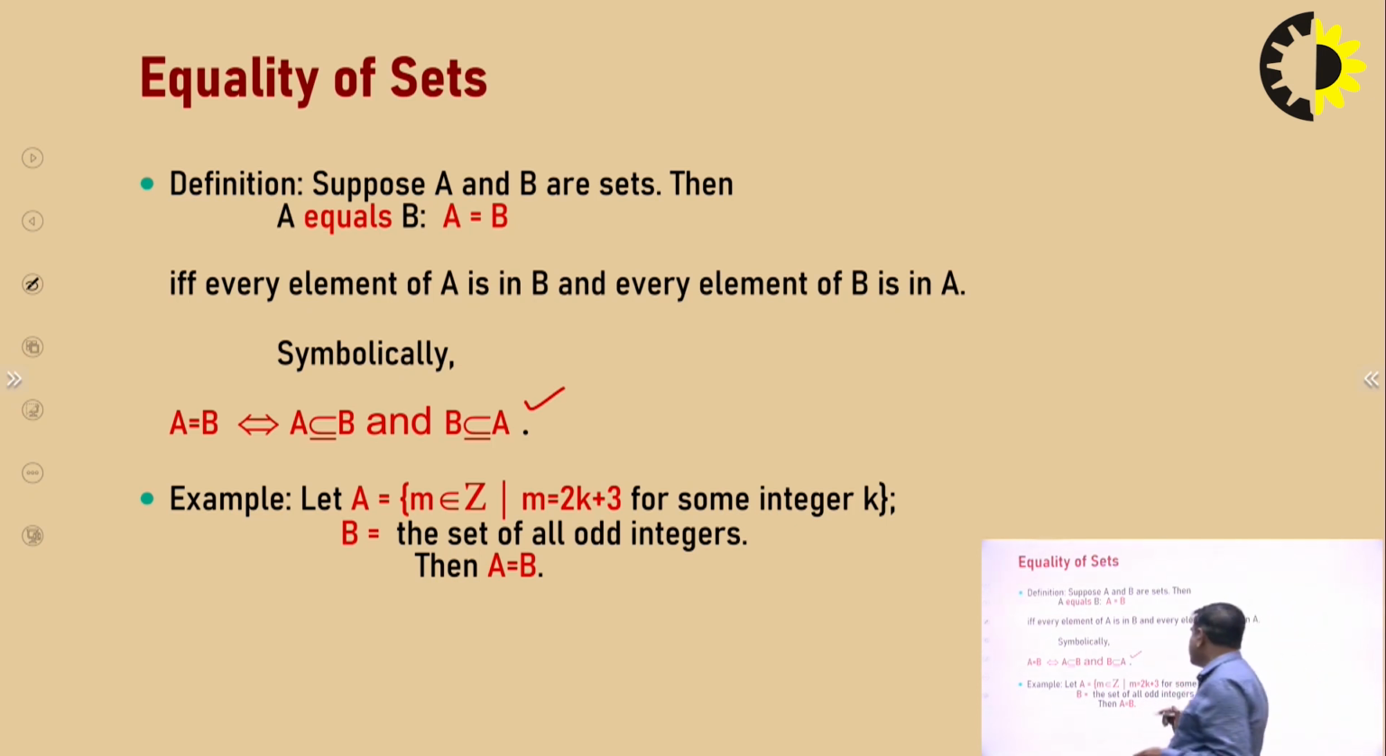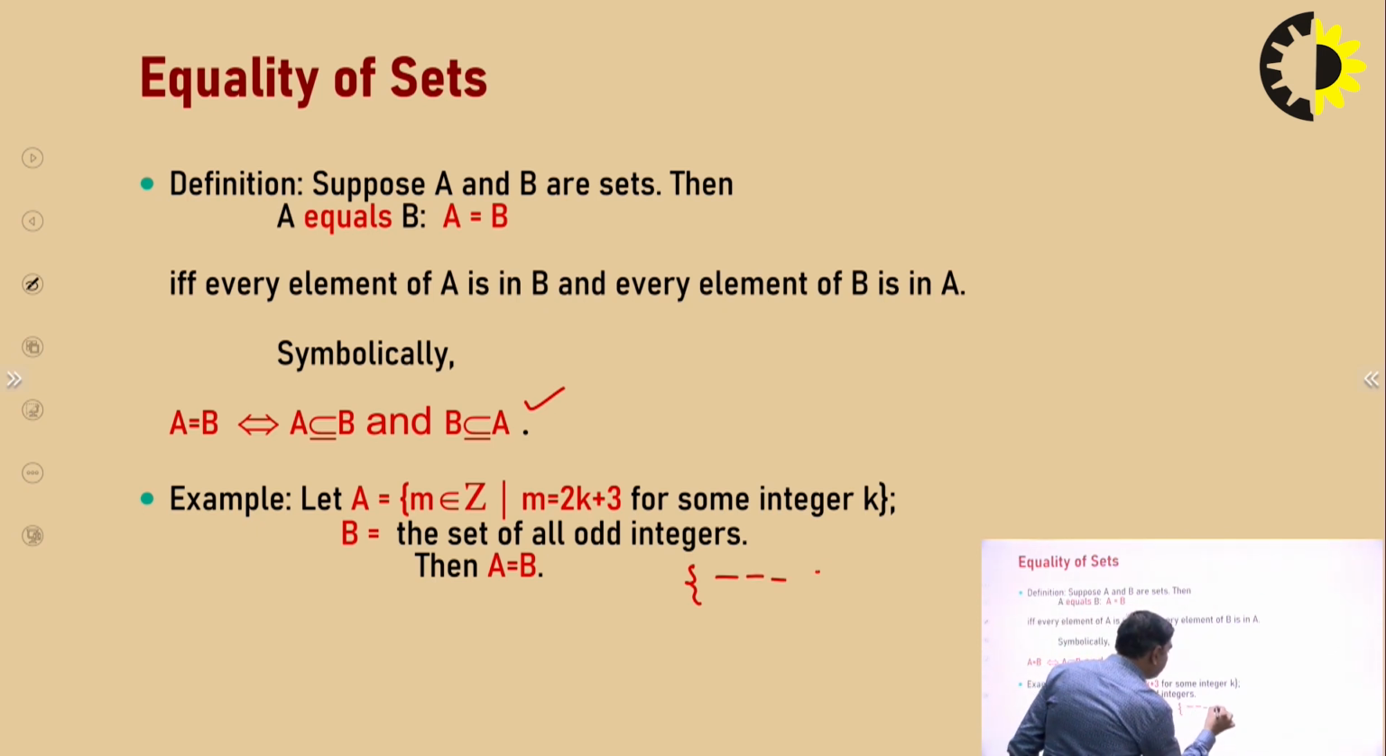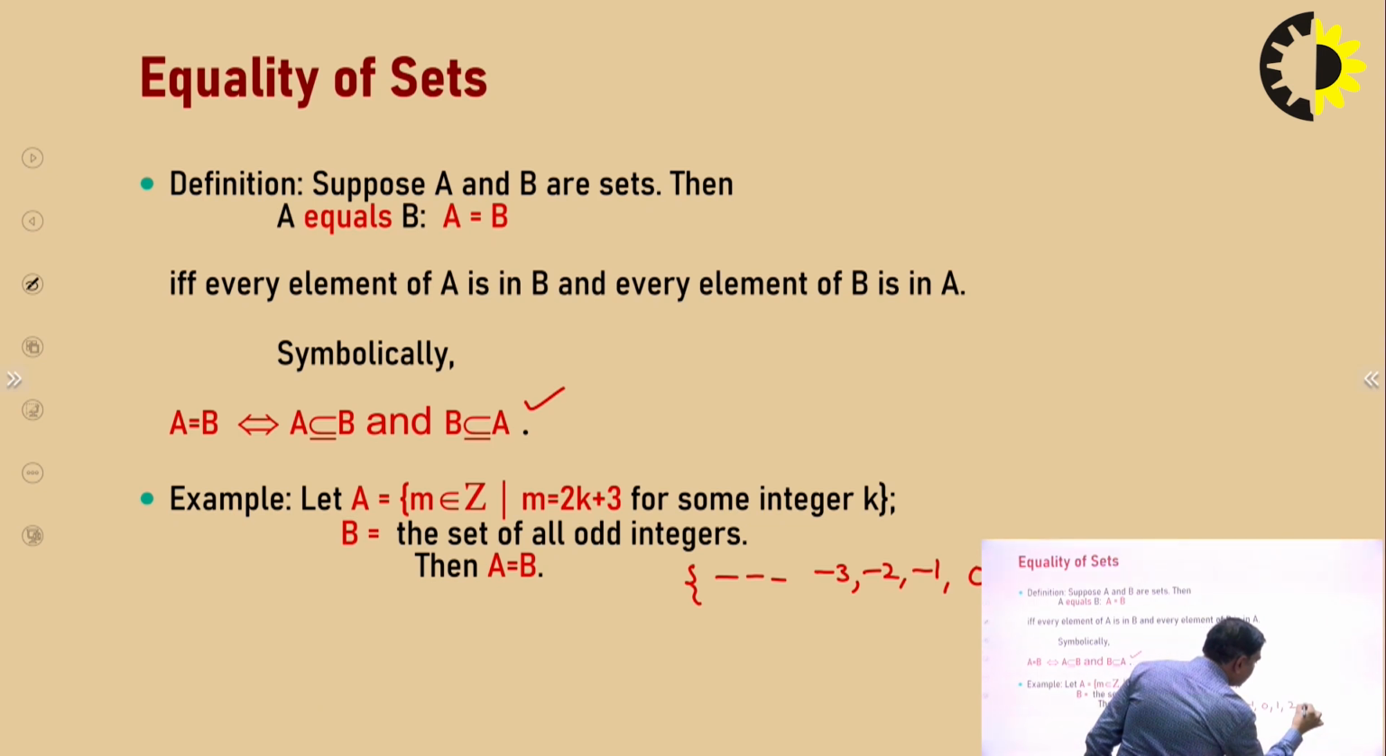So if you create this set and write different values of k, you will find that you get the set. Suppose you write the value of k starting from -3, you will get -3, -2, -1. For different values of k, you will get this set.